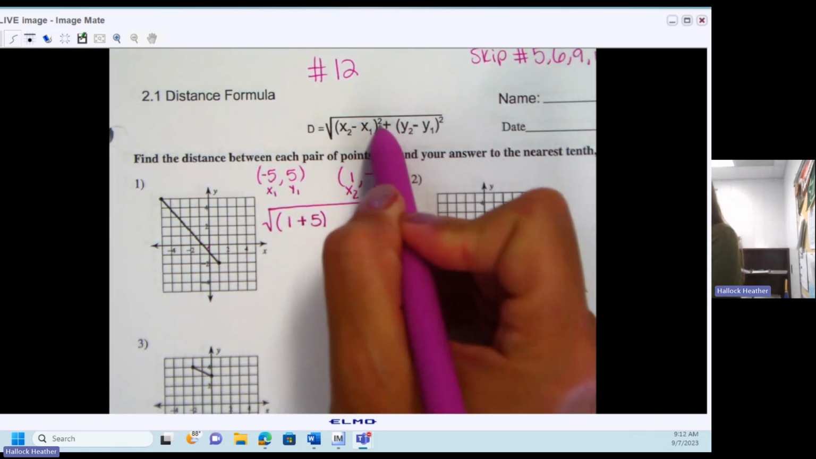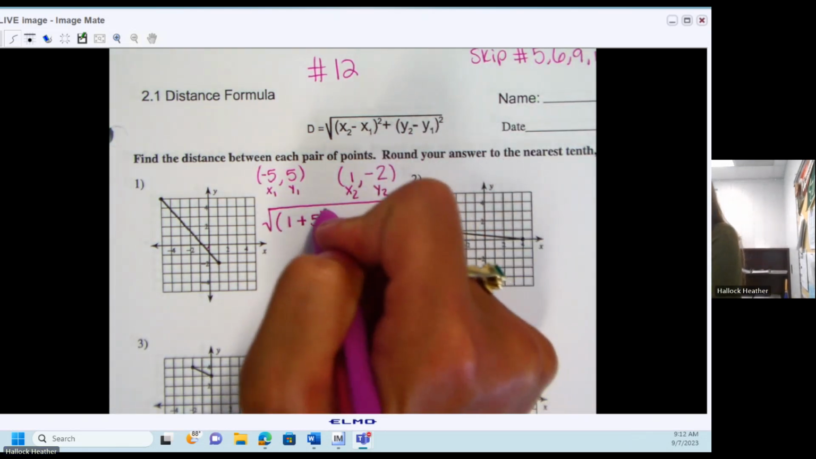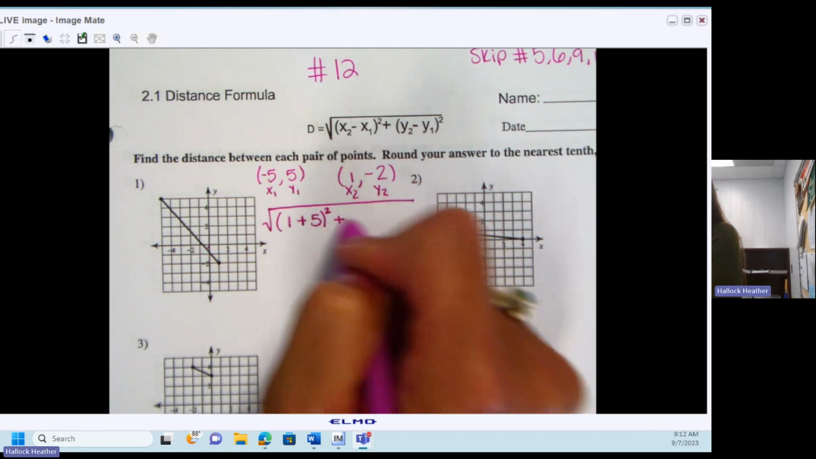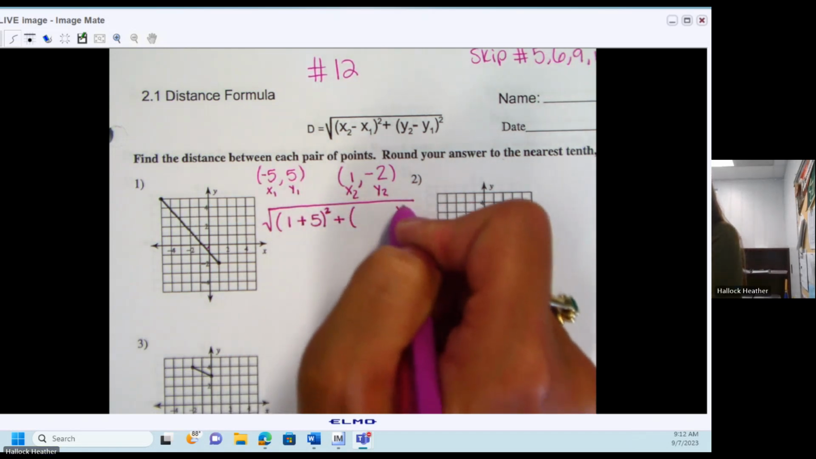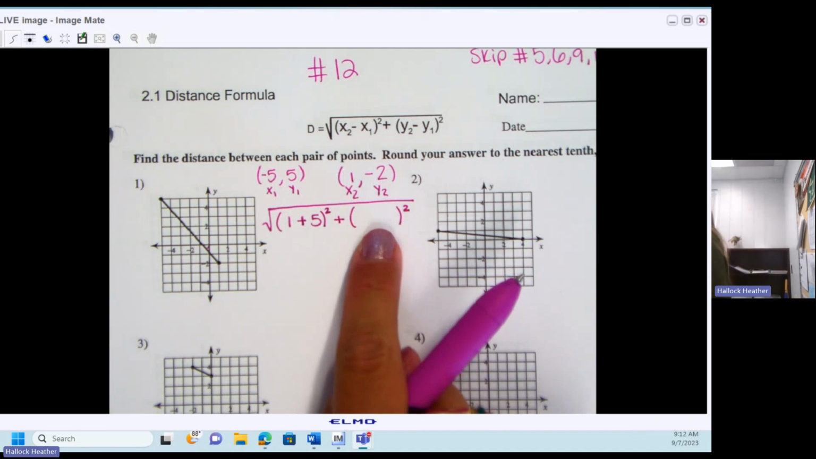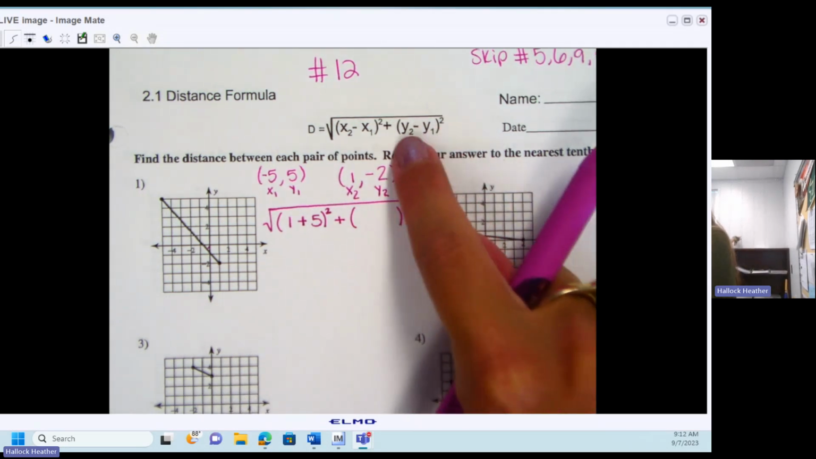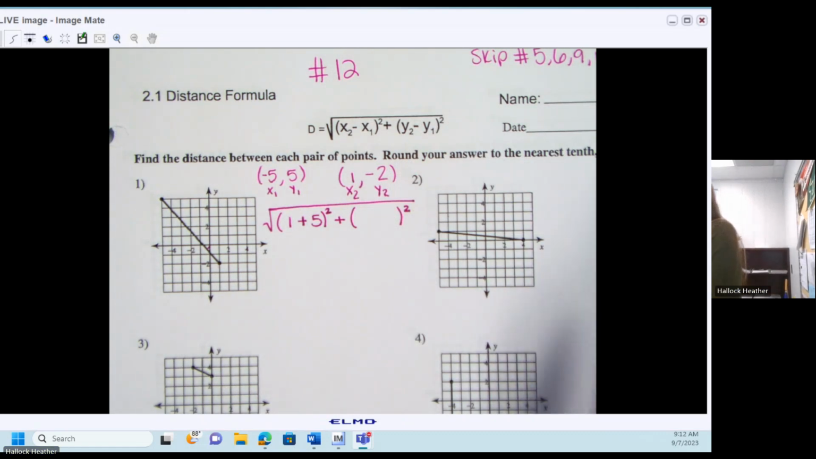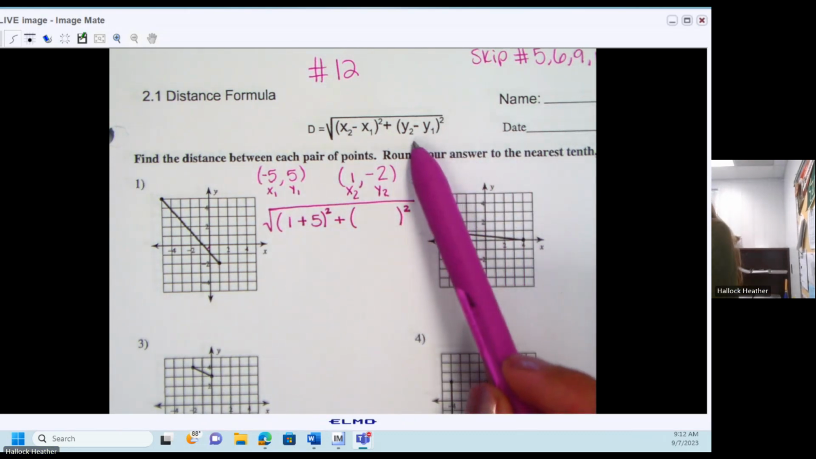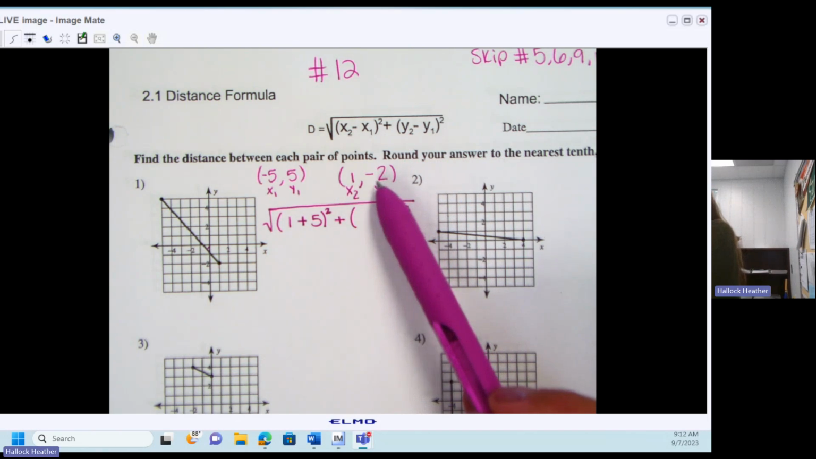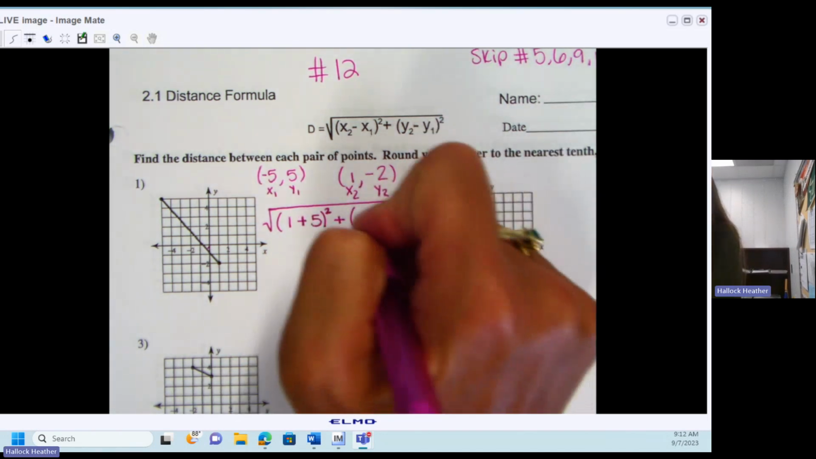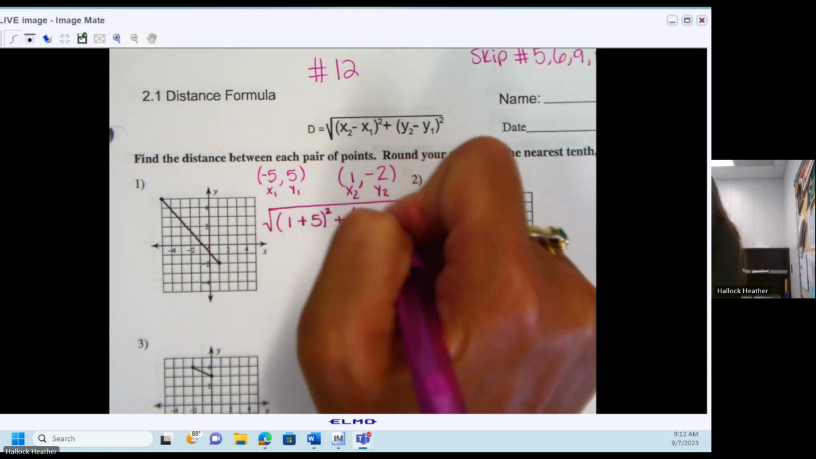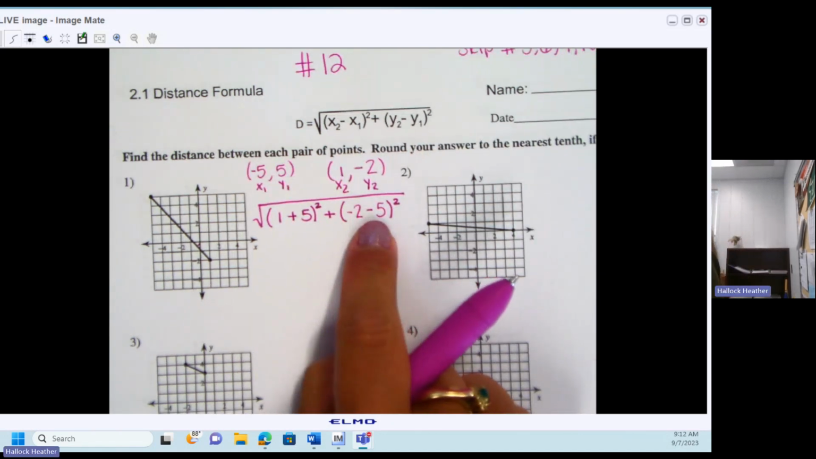I have a power of 2. See my little 2? So I'm going to put 2. Put a plus sign. And then I'm doing the same thing with my y's. I'm taking y2 and I'm subtracting y1. So what 2 numbers am I subtracting? Negative 2, and I'm subtracting 5. So negative 2 minus 5. That does not become a plus sign because it's just minus 5.